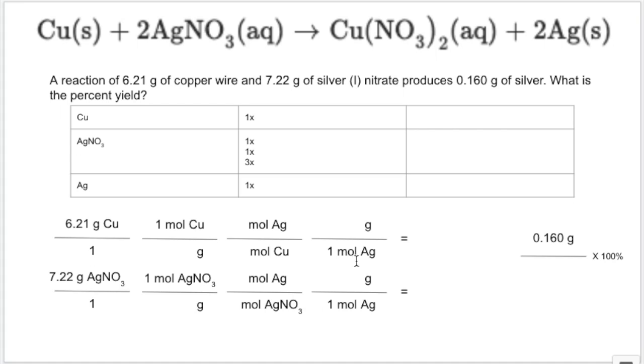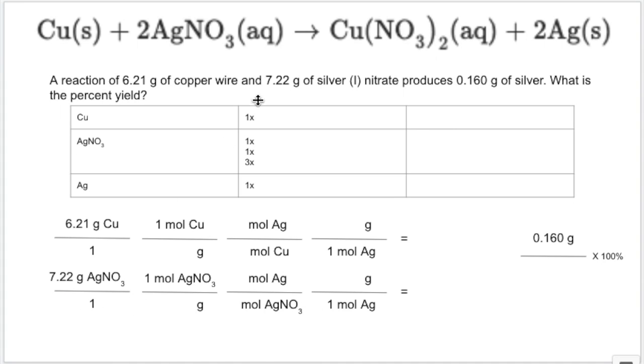I'm going to drop moles down because whatever I have up here has to be dropped down here. Then I'm going to use the molar mass that I calculated for silver. It would be the mass of 1 silver atom, which was 107.87, equals 1 mole of silver. Then I'm just going to multiply across and divide in order to find the answer. I believe the answer is around 21.